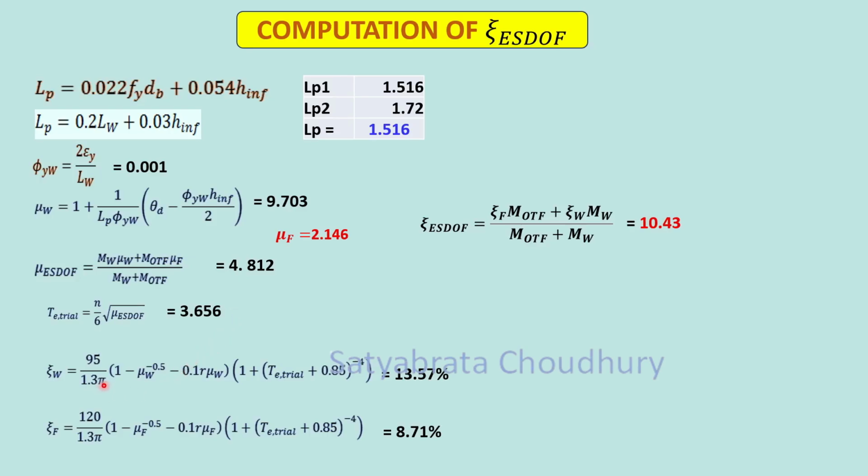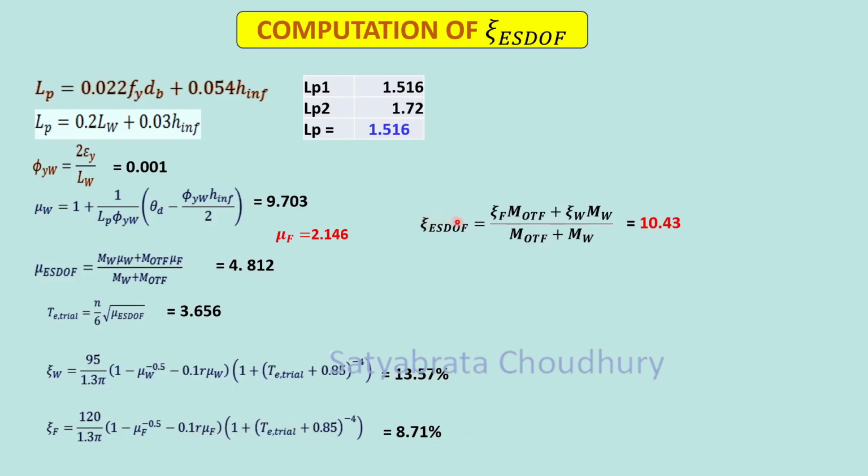Now find the damping in the wall by this formula, where R is the post-tilt stiffness ratio, which is 0.1. The rest of the things are known to us, so it comes out as 13.57%. Similarly, the damping in the frame is given by this formula and it comes out at 8.71%.